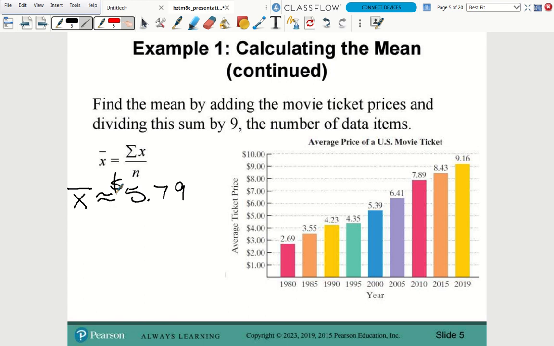5.79. There we go. And see that x with a line over it? It's actually referred to as x bar, and that is a mean, or the average. So that's the symbol for it. So every time you see that in the notes, you know what it's actually referring to, right? Okay. Yes, sir.